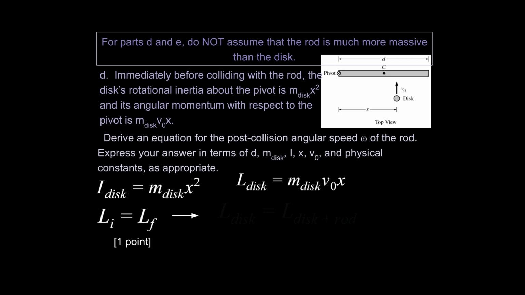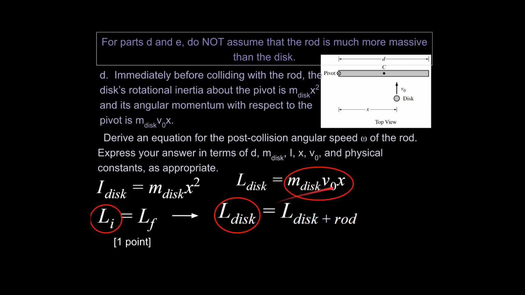Alright, so we go ahead and we can flesh that out a little bit. We're talking about just the momentum of the disk initially, and that's because the rod is not moving, it's not rotating with any axis that we know of. It's just basically stationary, so we can ignore the momentum of the rod beforehand. So we just have the momentum of the disk initially, and we have the momentum of the disk plus the rod finally, because they move together as a combined object.